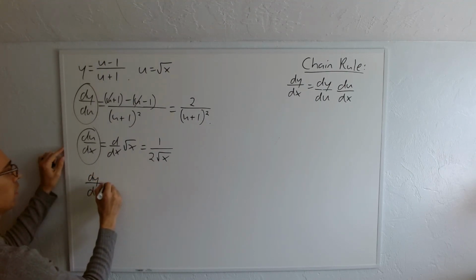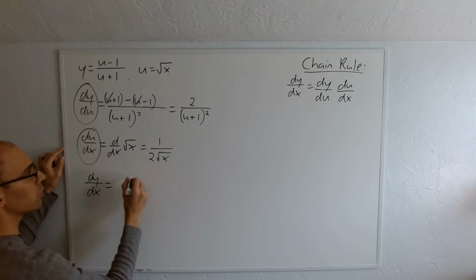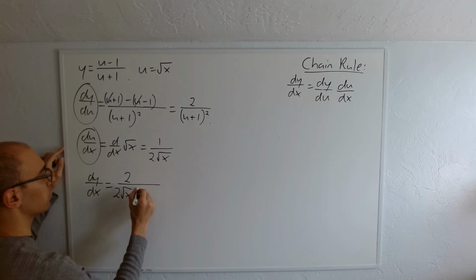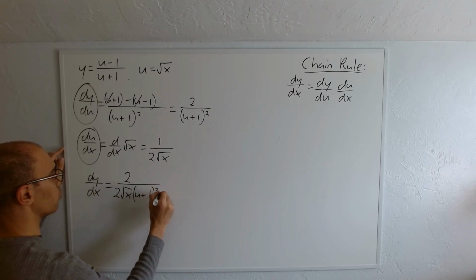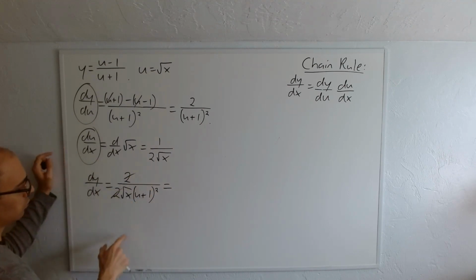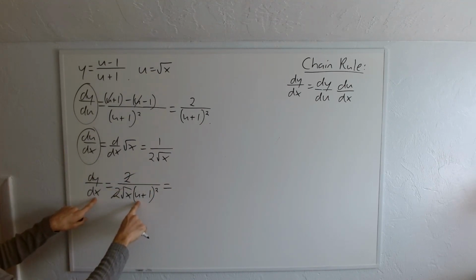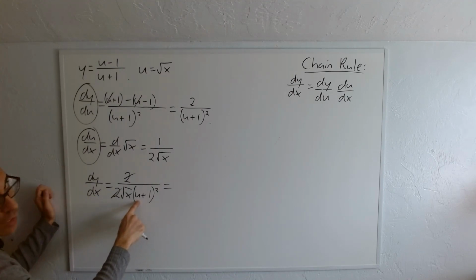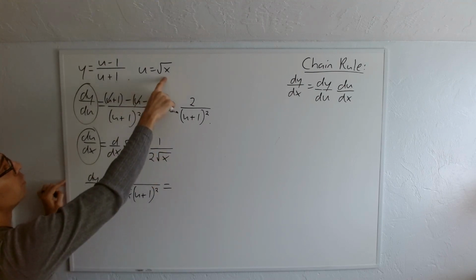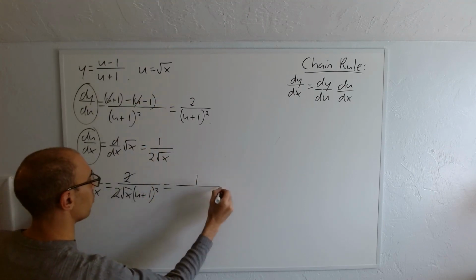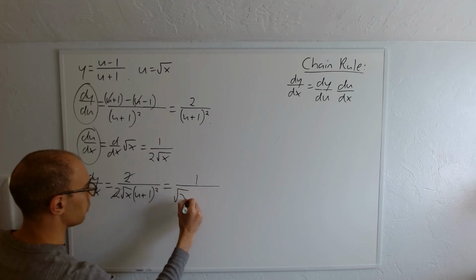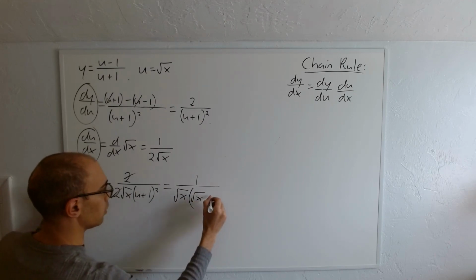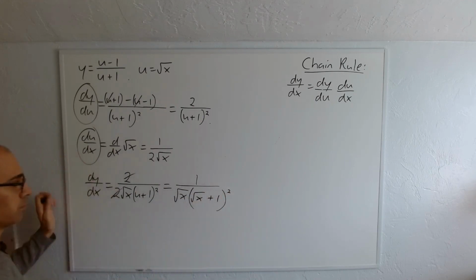So we're going to get that dy dx equals 2 over, we're going to have 2 square root x times u plus 1 squared. The 2's cancel. And remember, since we're finding this derivative with respect to x, we want to have x's in our answer, not u's. So what is u? U is square root of x. So we're just going to have 1 over square root of x times quantity square root x plus 1 squared.